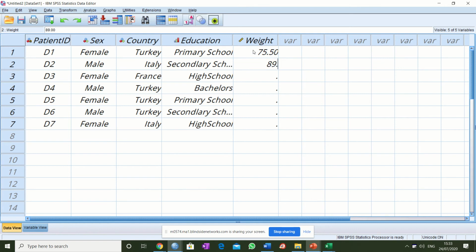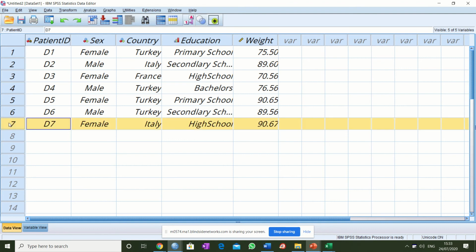I'm making these up out of my mind. These are not reality. I need some examples, so I am just making them for this course. You must ask the patients, but it takes lots of time asking them. So what does this mean? This means that I have a female from Italy, high school graduate, and it's 19.67 kilos, let us say.